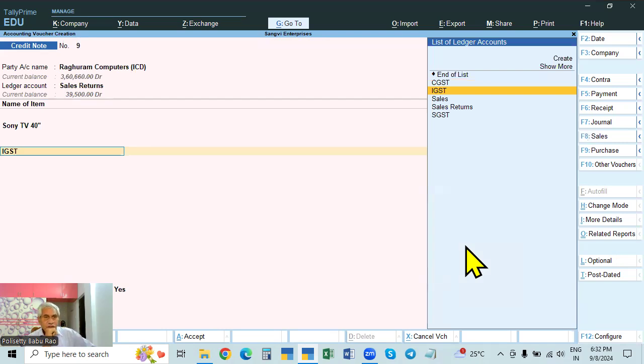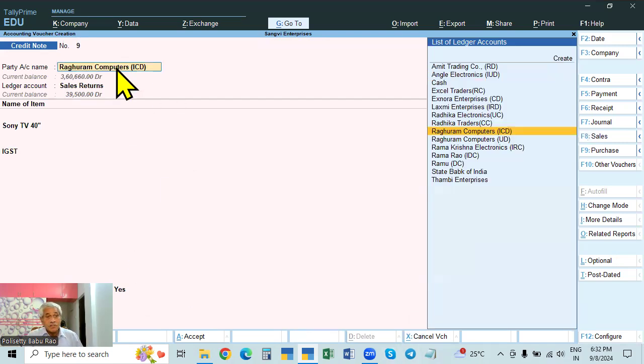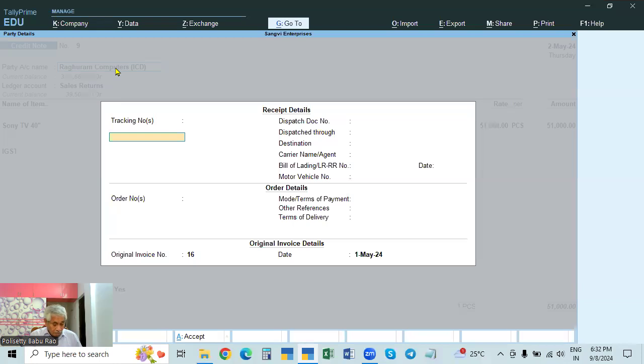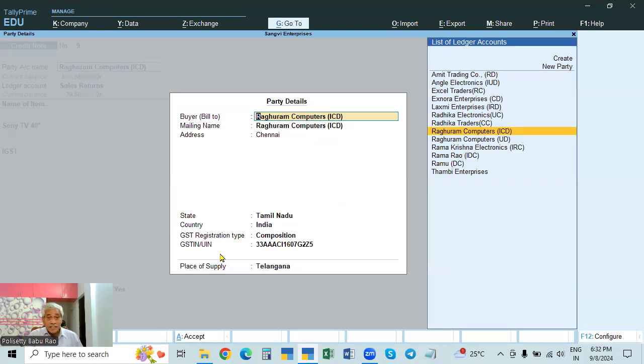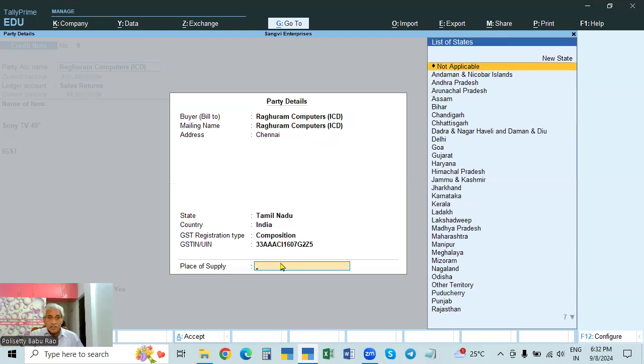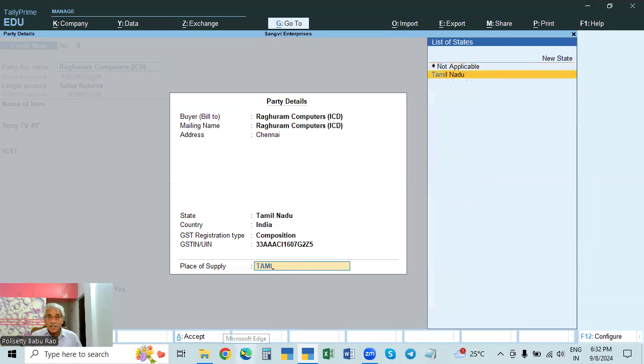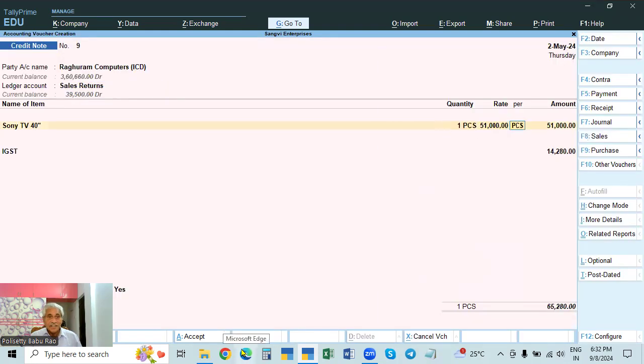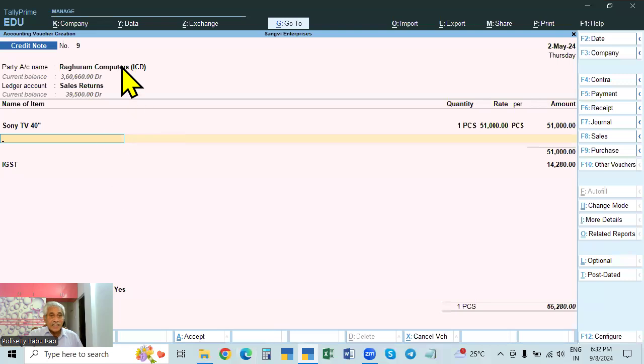See here, credit note means sales returns. We are receiving that. Place of supply: first we give the place of supply. First we give the place of supply to them only. That's why here it is Tamil Nadu, his place is Tamil Nadu. So we take Tamil Nadu only. That's why the IGST, because it is the interest rate.